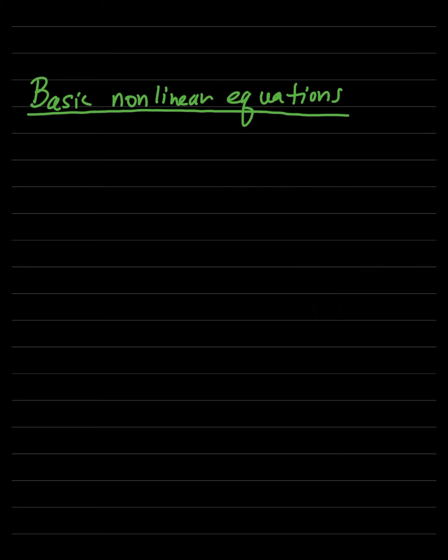In this video, we're going to look at how to solve what I call a basic nonlinear equation. While these equations are not linear, we can still use a lot of the same tools that we use to solve a linear equation in order to solve these equations. So let's take a look at our first example. It'll be 4x squared plus 3 equals 19.